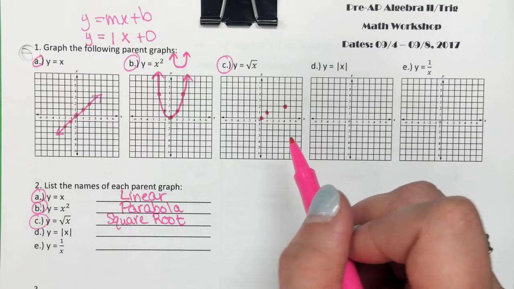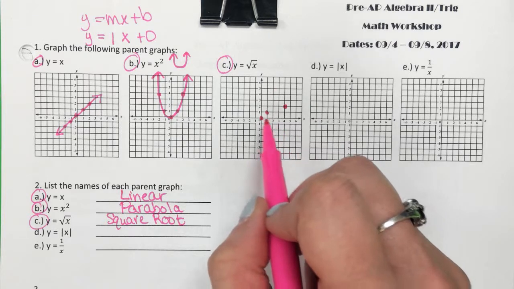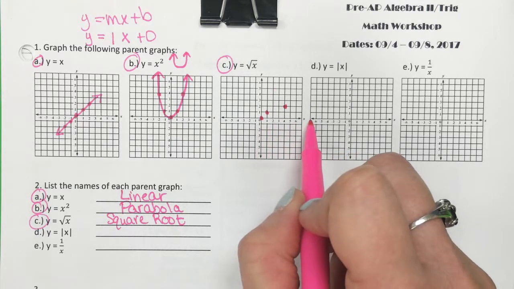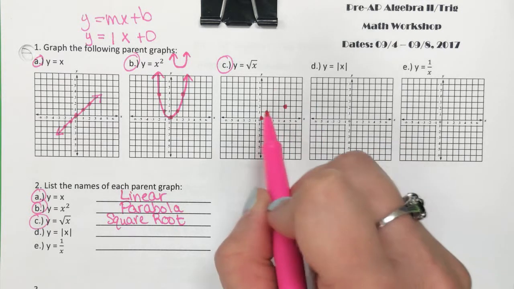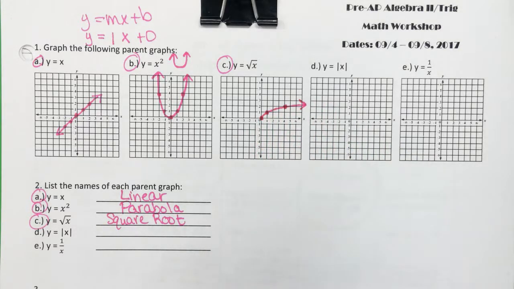I don't have enough room to keep going, but if I wanted to, what would be the next number I could square root without a decimal? 9. So I would go right 9, and up square root of 9 is 3. And it makes half of a parabola turned sideways.